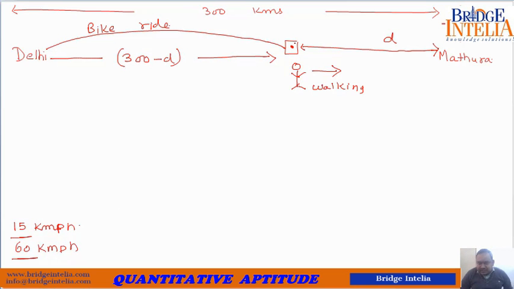So if you ask the person who was riding the bike and the person who has just got down from the bike, from now on they are going to take the same amount of time to reach Mathura. 1 person is always driving the bike. 1 person has never come down from his bike. The person driving the bike has a speed of 60. The person who is now forced to walk has a speed of 15 kilometers per hour. From now onwards, they are going to take the same amount of time.